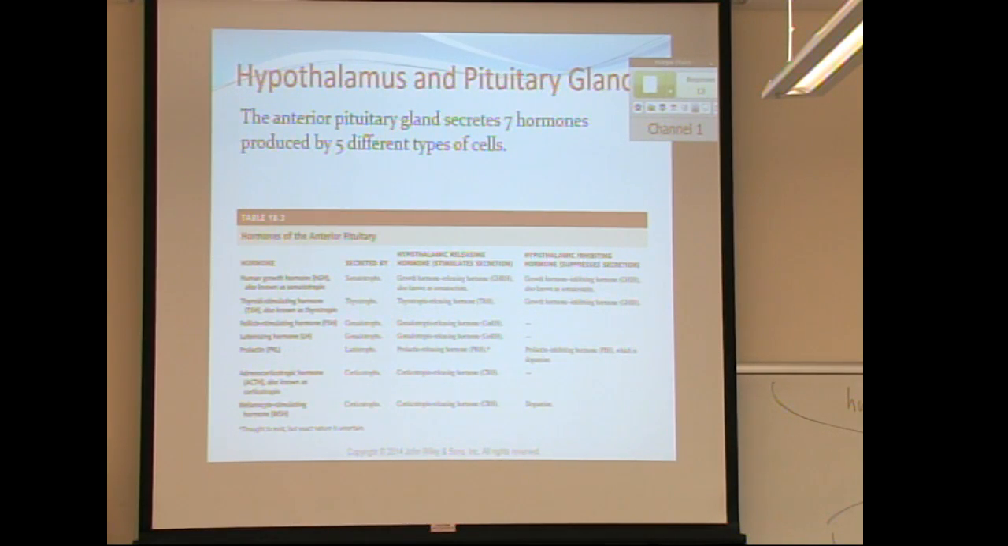Gonadotropin releasing hormone. Yes, and then your PRL is going to increase by your PRH and decrease by your PIH. Anytime it decreases, it's a negative, and then increase. Your ACTH is going to increase. I think y'all are getting it.